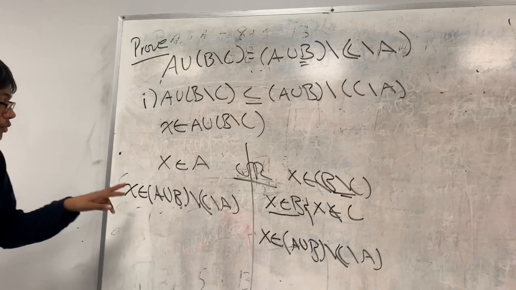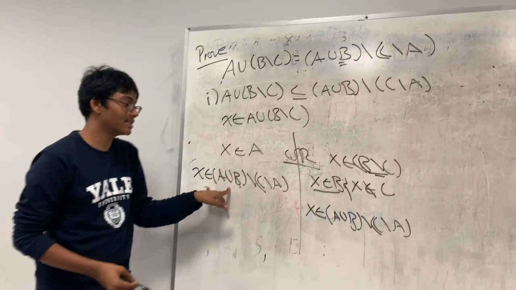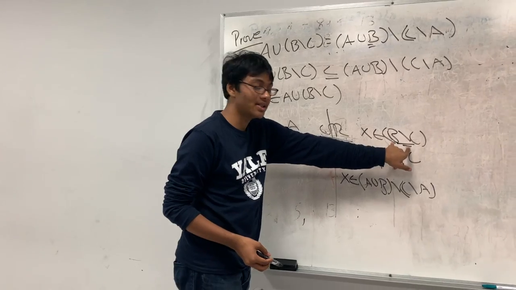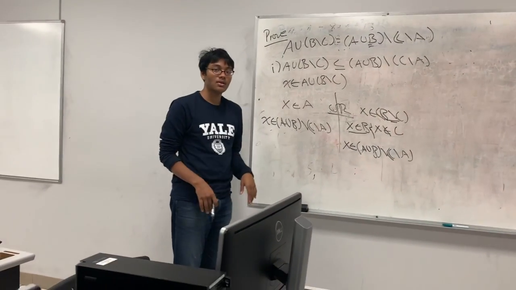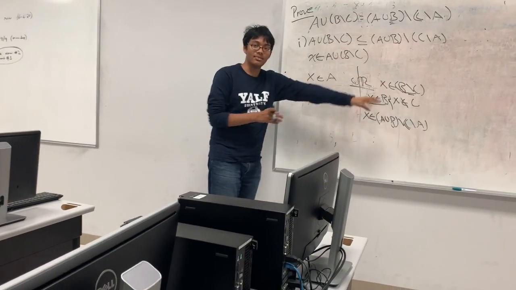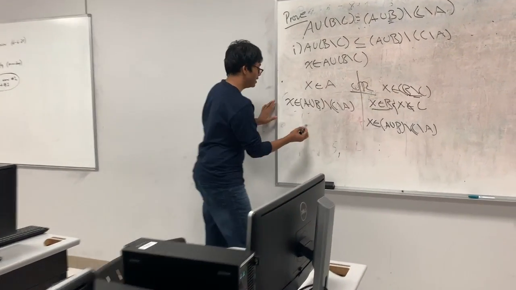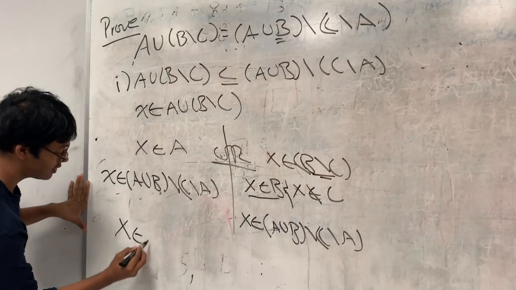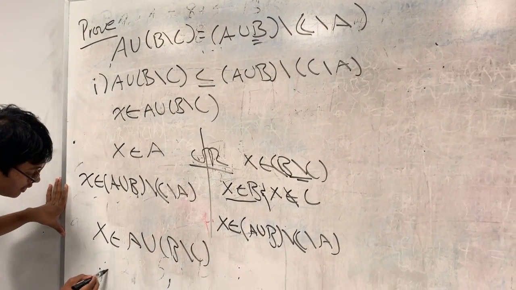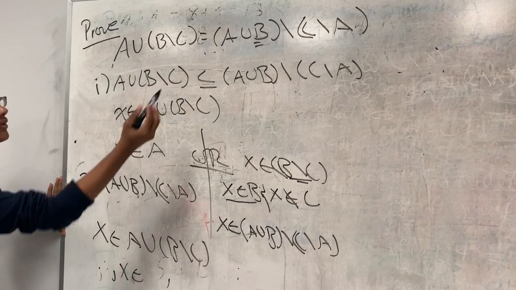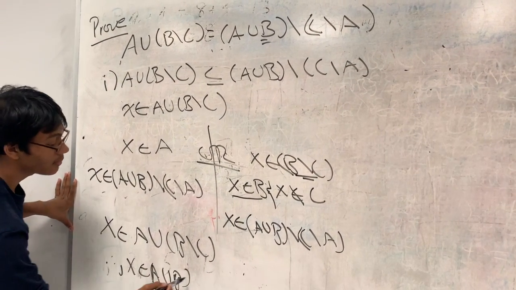Okay, so we've shown that if x is an element of A, it's an element of the right-hand side. If x is an element of B difference C, it's also an element of the right-hand side. So what are we going to do now? We're going to combine these two statements. If x is an element of A union B difference C, then therefore x must also be an element of the right-hand side. Let me just copy that down.